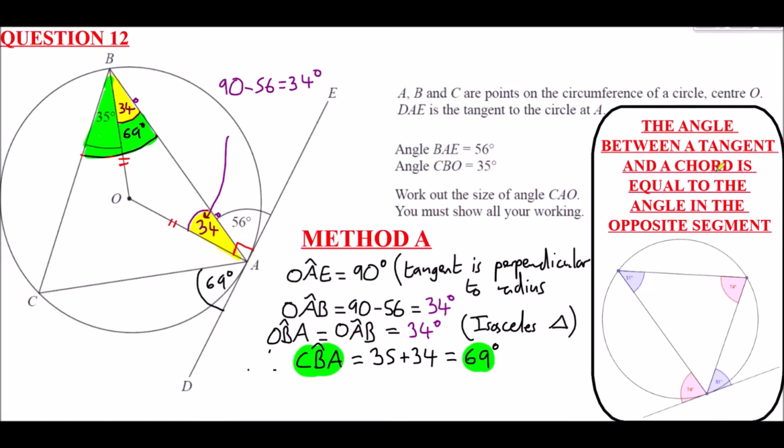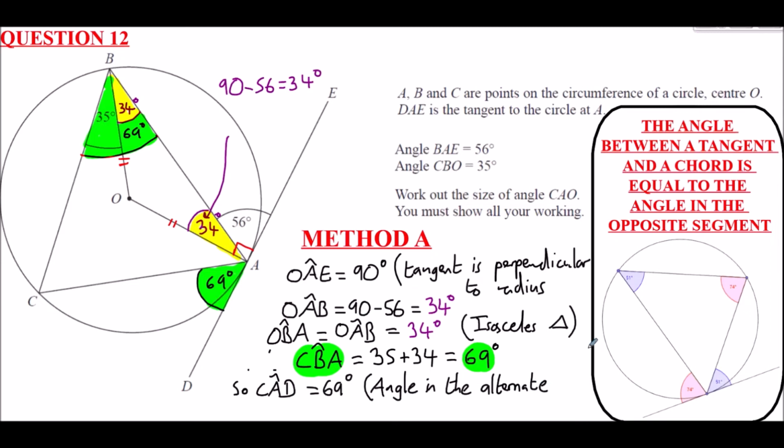We're actually using this theorem here on the right hand side of our page. So again, we can state that. So CAD equals 69 degrees because it's the angle in the alternate segment, alternate or opposite.